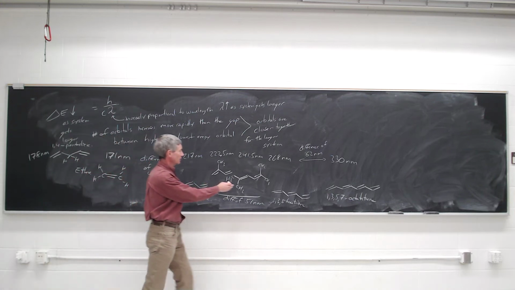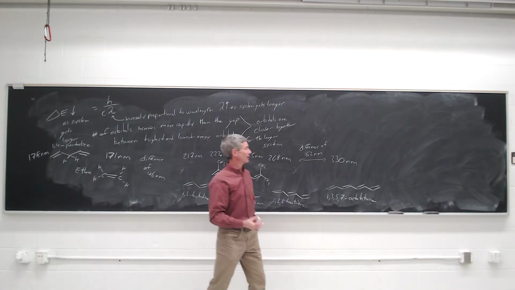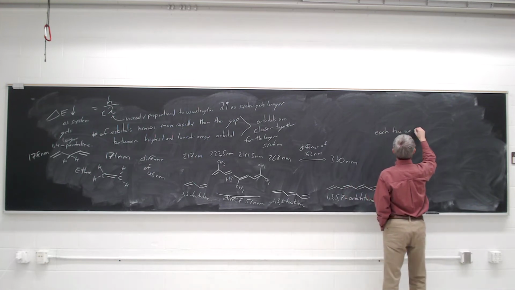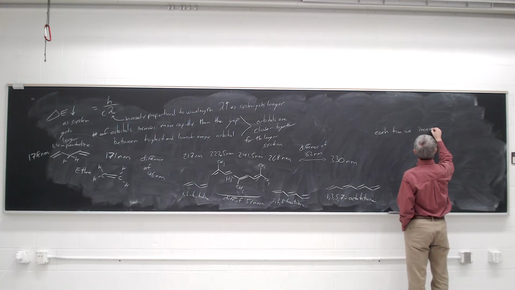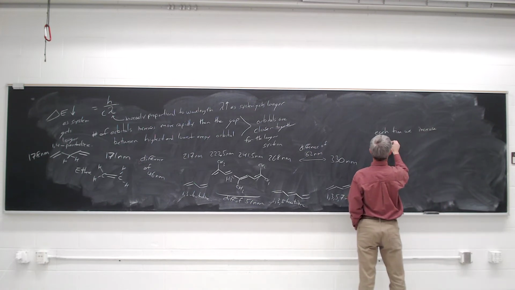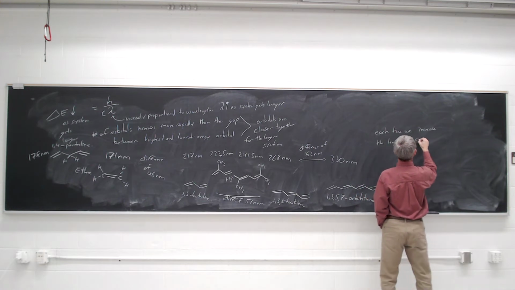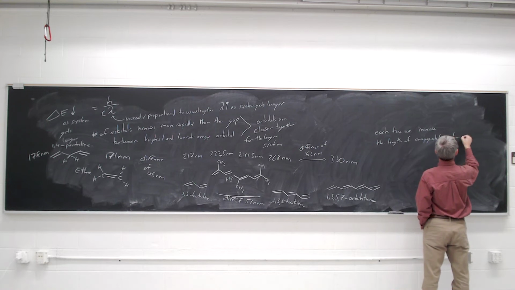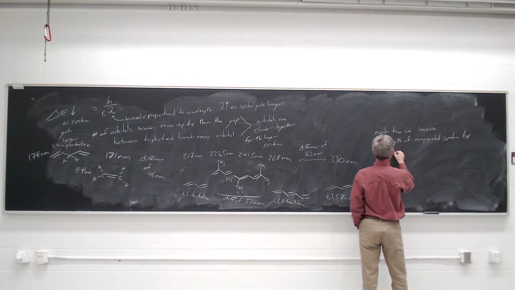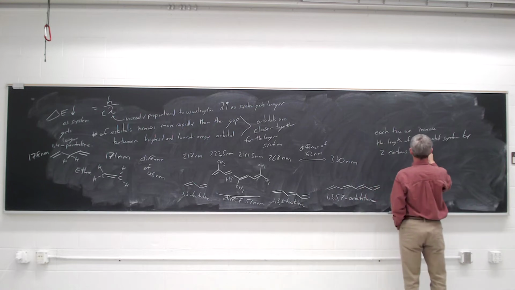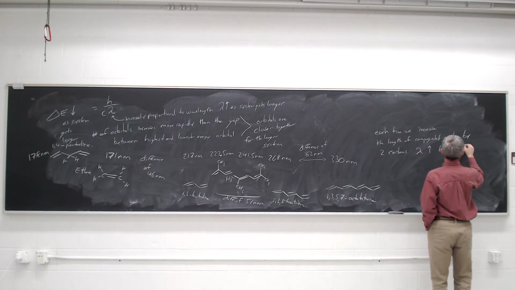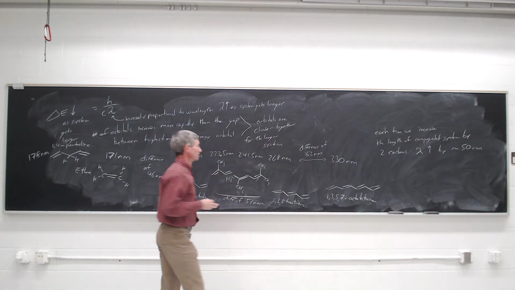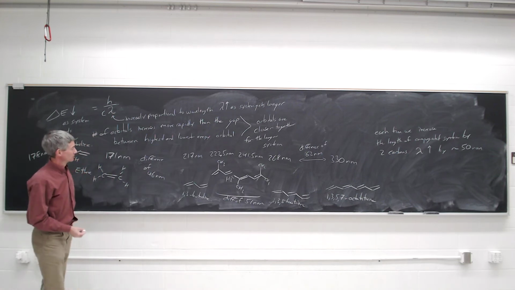But we can round these and say that each time we increase the length of the conjugated system by 2 carbons, lambda goes up by around 50. We don't need to know the exact number. Don't bother memorizing these numbers, it's not worth it.